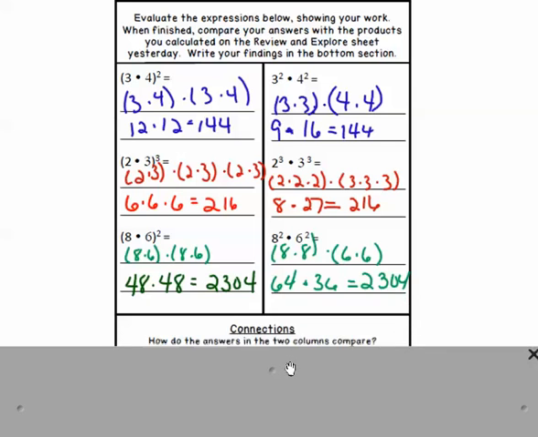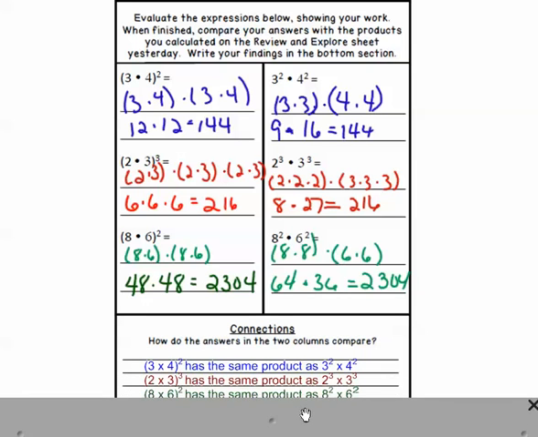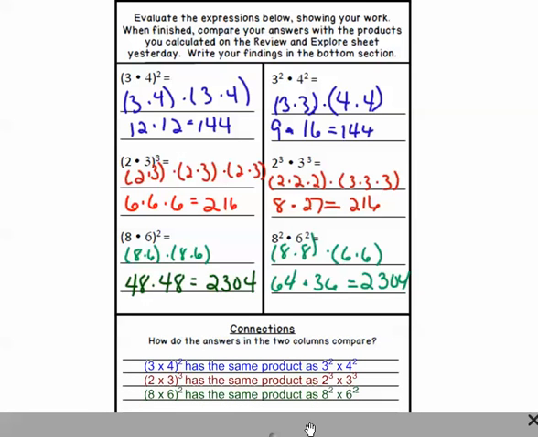So in our observations, we can summarize that the product taken to a power seems to be the same as each of those factors taken to that power. So (3 times 4) squared appears to be the same as 3 squared times 4 squared. And that same holds true for the other two examples that we used.